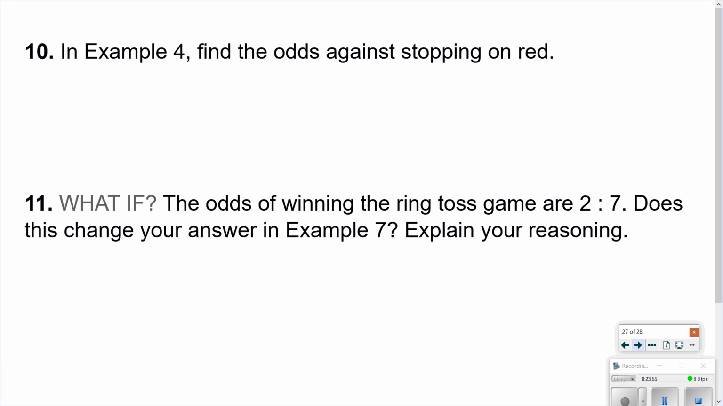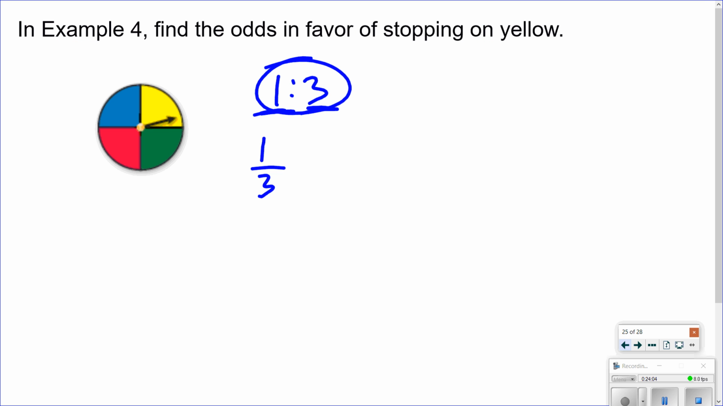The last one says, example 4, find the odds against stopping on the red. So let's go back to that little chart. The odds against stopping on the red. So since we're finding the unfavorable outcomes, we'd say how many unfavorable? There's 3. How many favorable outcomes? 1. Okay, it'd be 3 to 1 would be that. So you have unfavorable outcomes to favorable, or if you're trying to find the odds in favor, you can do the opposite. You can find the favorable and the unfavorable.